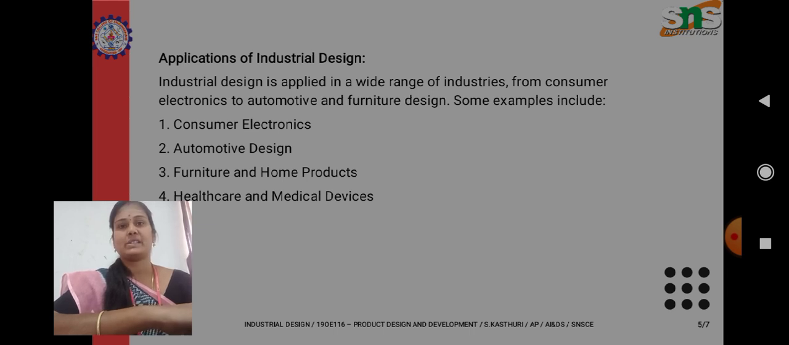Automotive design. Industrial design is crucial in the automobile industry where designers balance form, function, aerodynamics and safety. Companies like Tesla, BMW and Ferrari incorporate industrial design principles to create vehicles that are both aesthetically appealing and high performing. Furniture and home products. Furniture design and home products are a significant area where industrial design is applied. Designers create everything from chairs and tables to lighting systems and appliances.